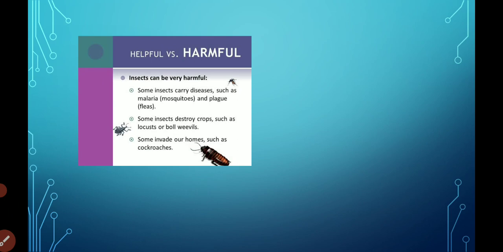Insects can be harmful. Some insects carry diseases such as malaria, plague, dengue, yellow fever. Some insects destroy crops such as locusts or boll weevils. Some invade our homes such as cockroaches. Cockroaches destroy papers and food materials. So insects can be useful and harmful.